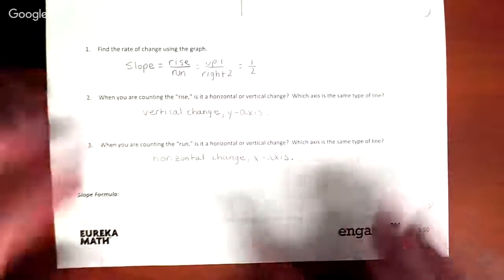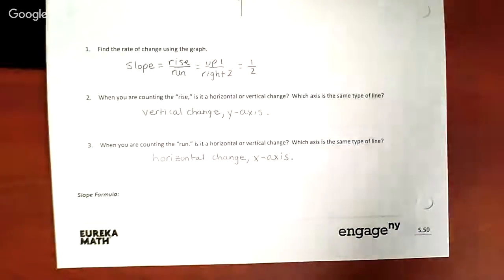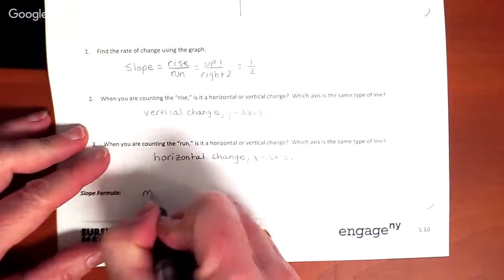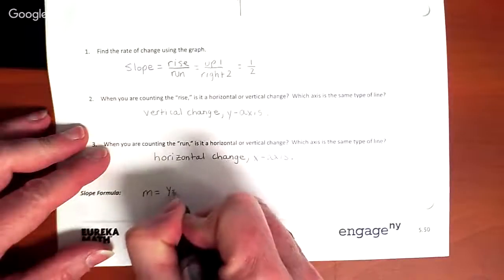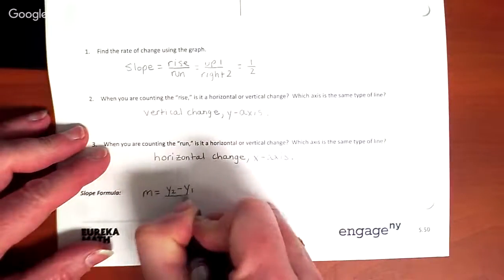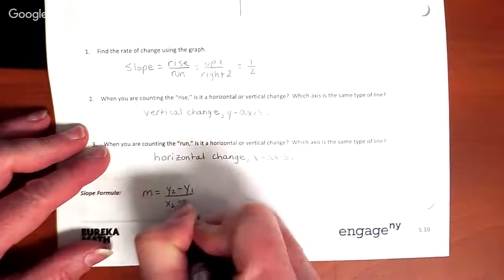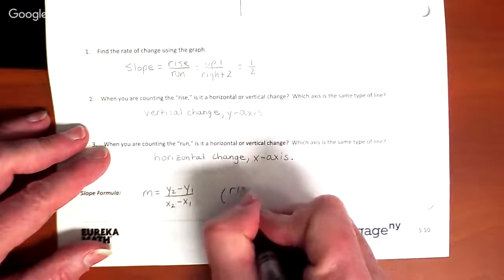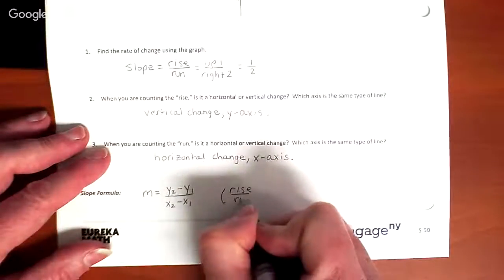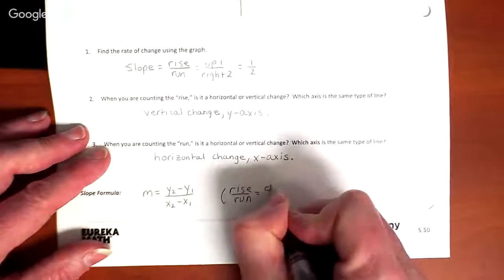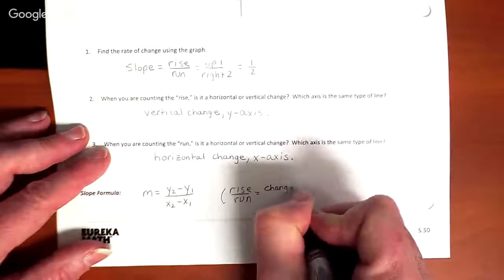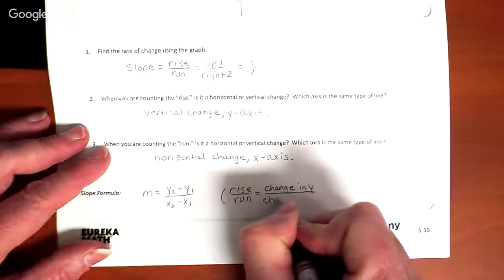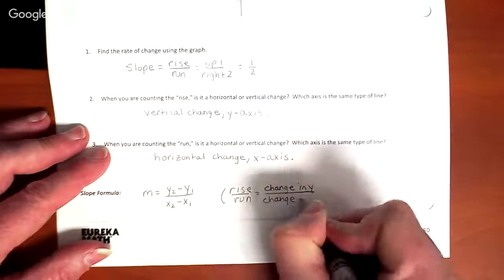So today what we're going to learn about is our slope formula. Our slope formula is m equals y2 minus y1 over x2 minus x1. In other words, again, it's our rise over run, which equals a change in y over the change in x.